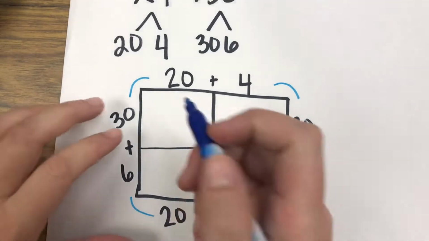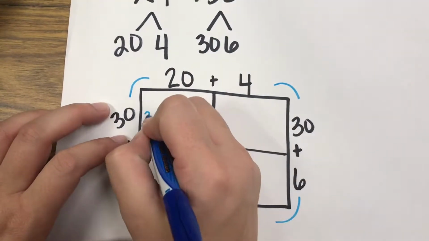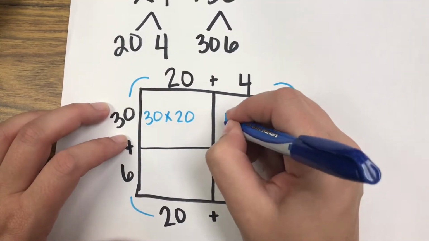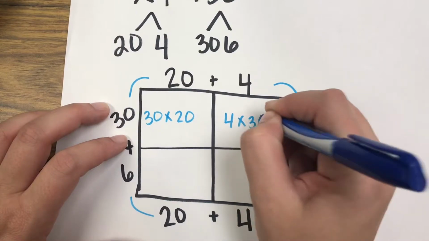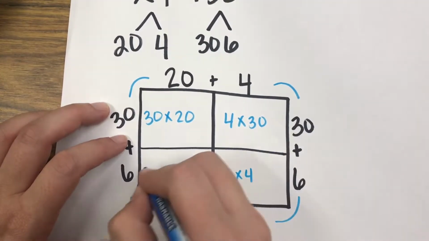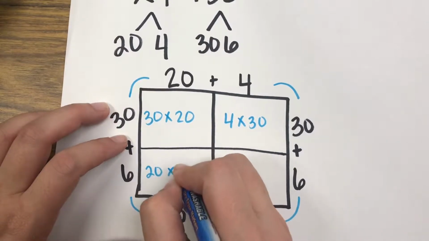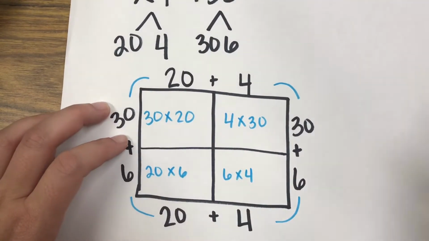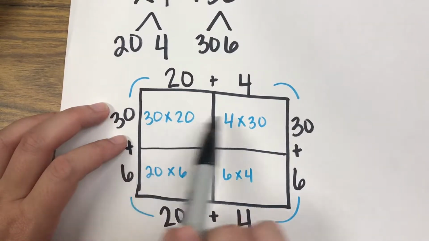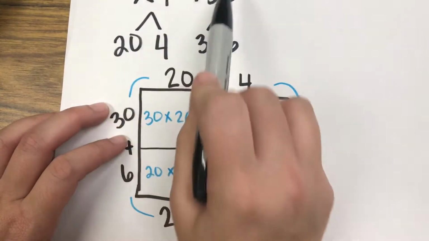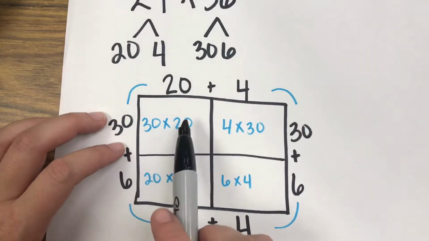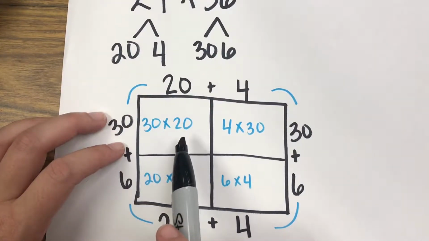So this corner square is 30 times 20. This corner square is 4 times 30. This corner square is 6 times 4. And this corner square is 20 times 6. Now that I have my equations in place, I know that I have to have 4 equations because I have 4 digits, 1 in each place. And I'm going to go ahead and multiply inside of each rectangle.